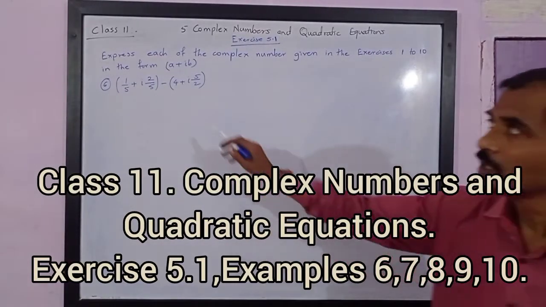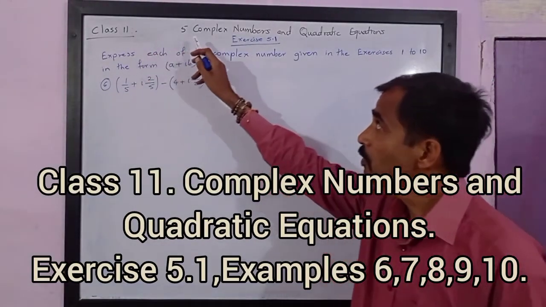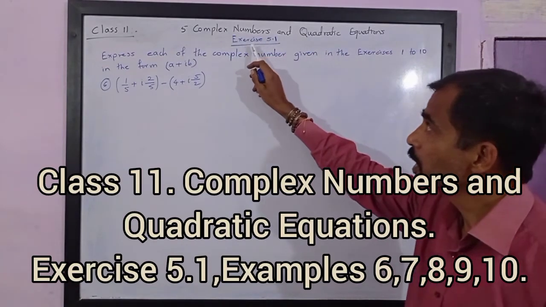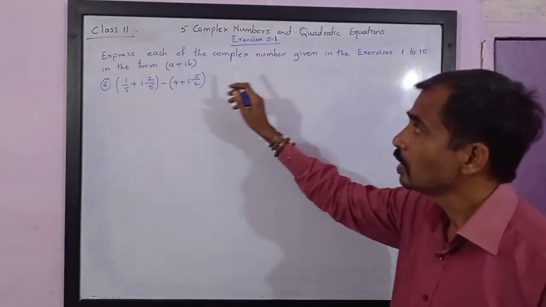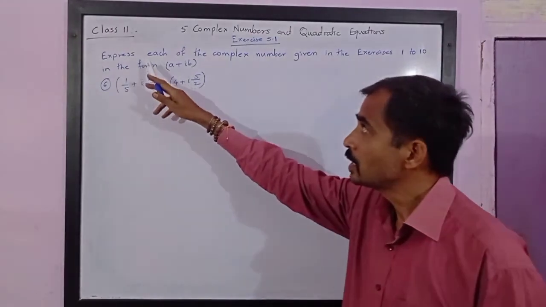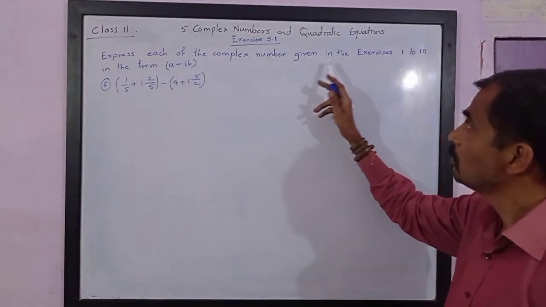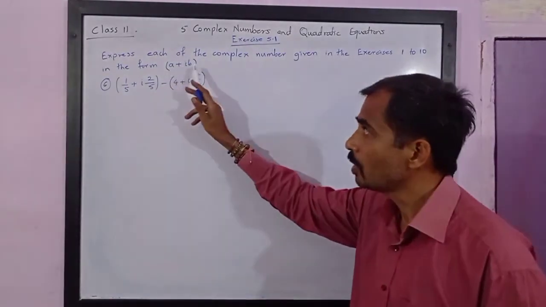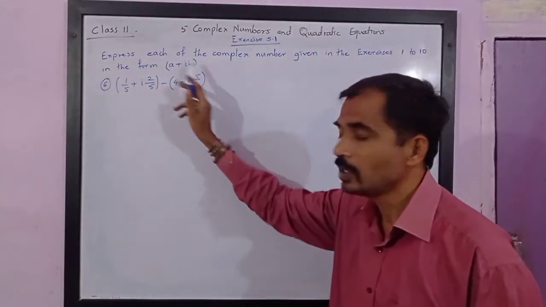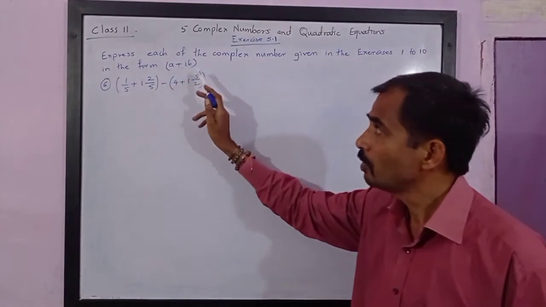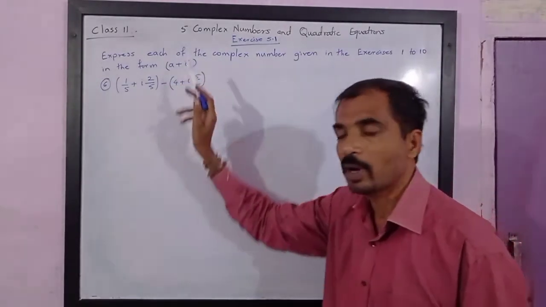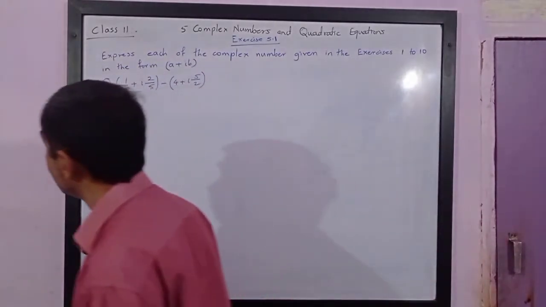Dear friends, in class 11 we are studying 5th chapter complex numbers and quadratic equations, and in that we are studying exercise 5.1. We have the question: express each of the complex numbers given in exercises 1 to 10 in the form of a plus ib. So whatever is given, we have to write this in a plus ib form, that is in the form of a complex number, that is real part plus imaginary part. Let us see how it can be done.